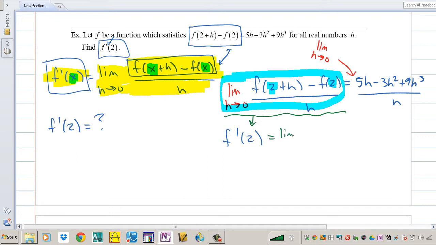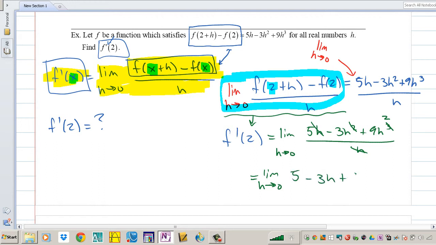Now I have the limit as h approaches 0 of 5h minus 3h squared plus 9h cubed, and I notice that I have an h below, so I can cross out an h here, 1 here, and take 1 away from the cube. That one goes away, and now I have the limit as h approaches 0 of 5 minus 3h plus 9h squared. Applying the limit into my h's will result 5 as the answer. So my f prime of 2, my derivative at x equals 2, is a positive 5.